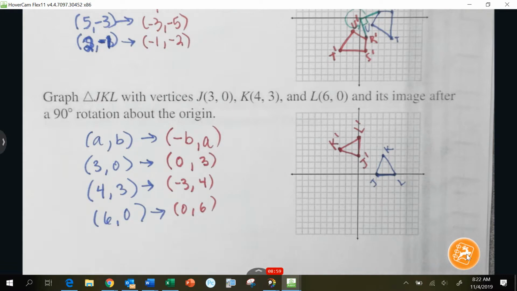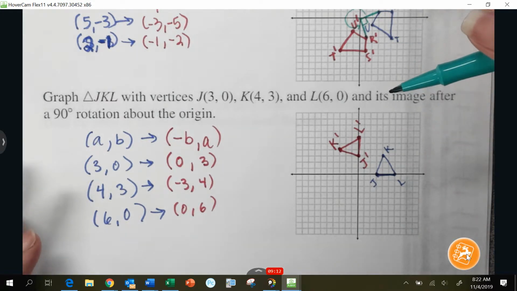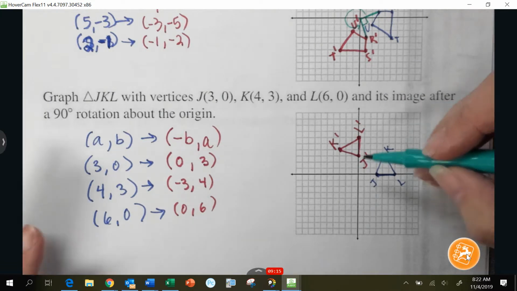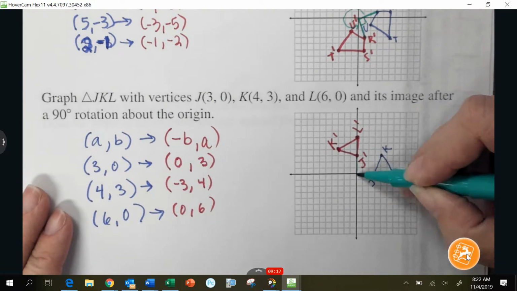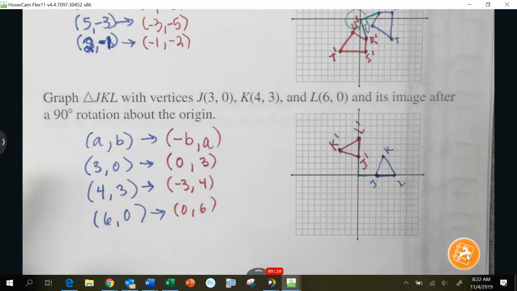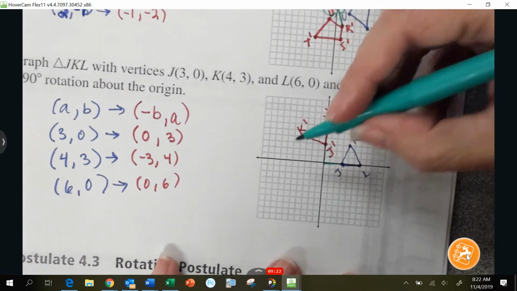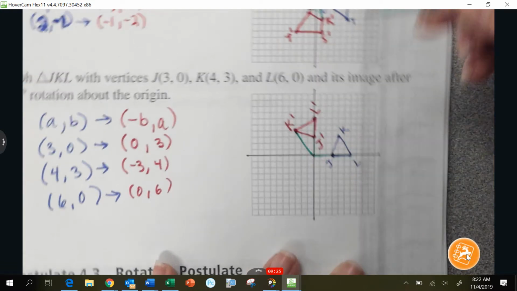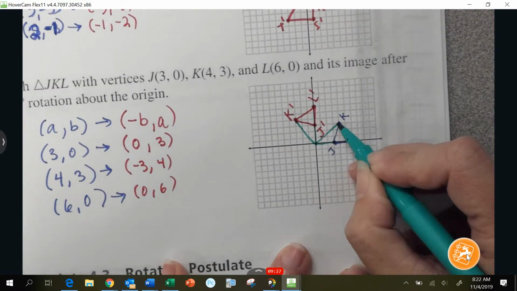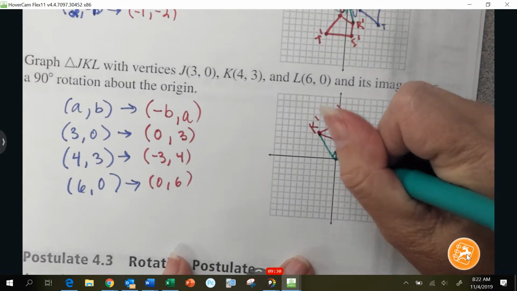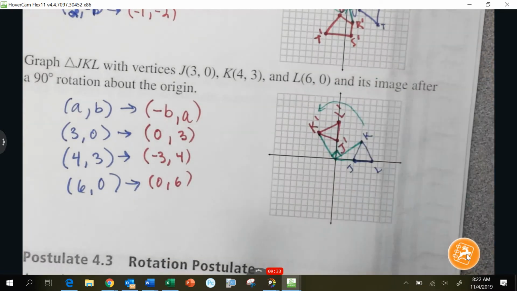And I can use two little helpers to make sure that it looks right. Which, what do you think would be an easy one to look at? JKL, what do you think? J? Okay, because that one's already drawn for me. Right? It's like right there. If you really want to make sure, let's look at K, because that one was not drawn for me. Does that seem like it went 90 degrees counterclockwise? Yes.